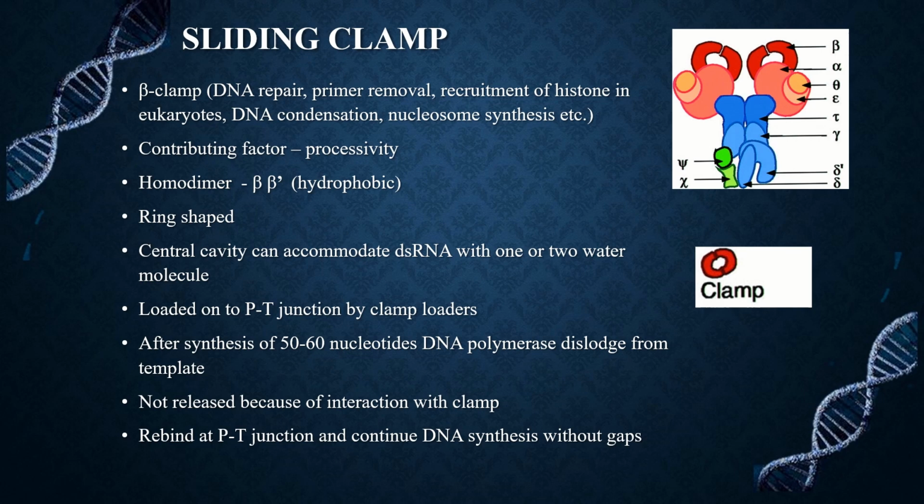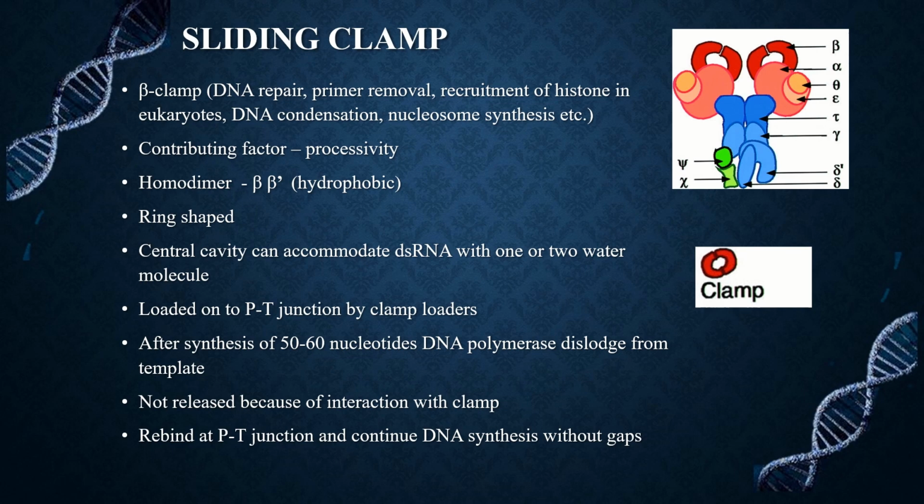The beta clamp is loaded onto the PT junction by clamp loaders. We'll be dealing with clamp loaders later. They homodimerize by hydrophobic interaction, and it is a straight conformation because during hydrophobic interaction each half ring extends, decreasing their curvature. So water molecules provide a frictionless layer that allows the clamp to slide along DNA freely.